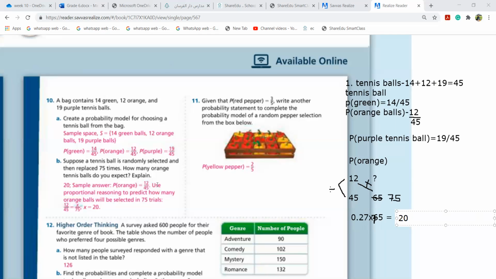So please write down P of orange is 12 over 45. We use proportionality. Just write. Don't write everything. 12 over 45 is x over 75. That is x equal to 20. Even if you write what I wrote here like this, that is better. Finish it and let me know.